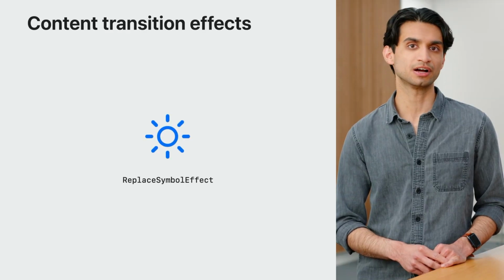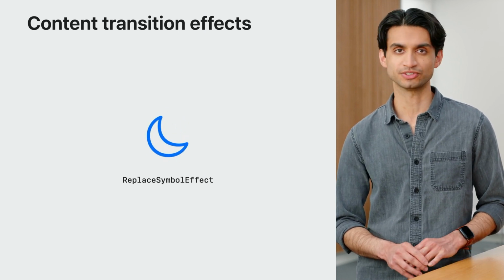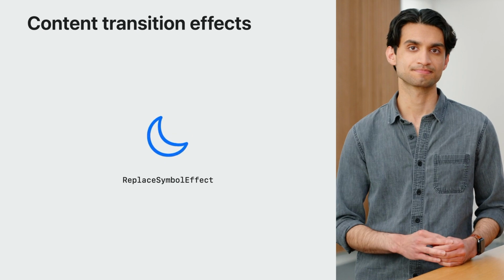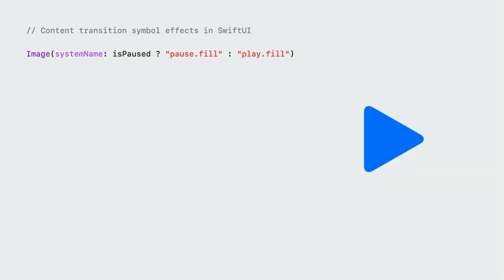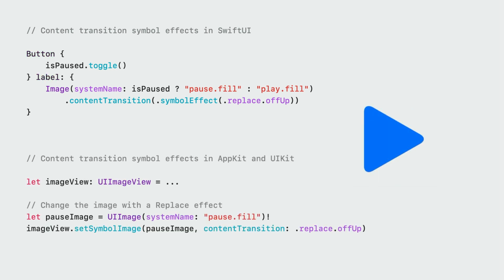Next, let's talk about content transition effects. The replace effect, which animates between two different symbol images, is the main example of this. Here, I have an image that switches between a pause symbol and a play symbol. SwiftUI has a new content transition type called symbol effect, which can be used with replace. So if I put the image in a button that toggles which symbol is displayed, the change is now animated. In AppKit and UIKit, you can use the new setSymbolImage method to change the image using a symbol content transition.